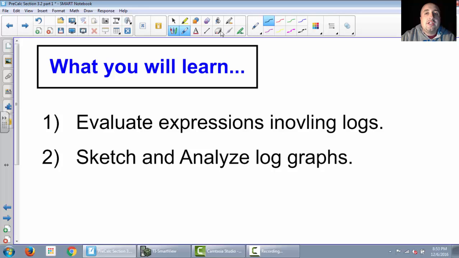So what we're going to learn today is, we're only going to do part 1. In part 1, we are only going to do this first one, evaluate expressions involving logs. I didn't even spell that right, so we're going to have to fix that in the notes.